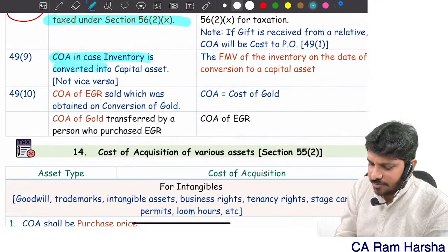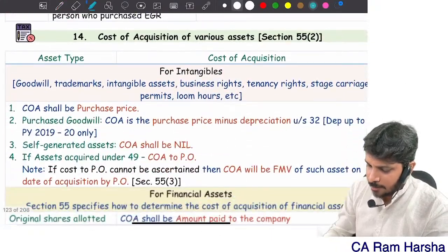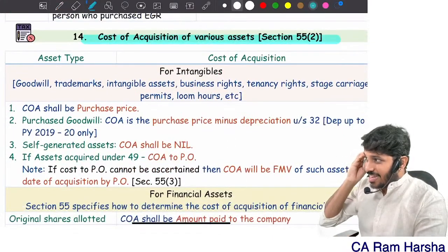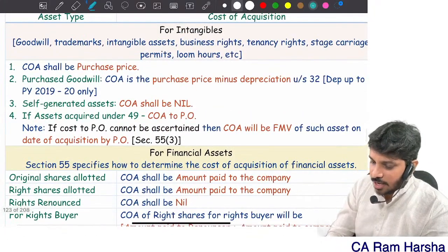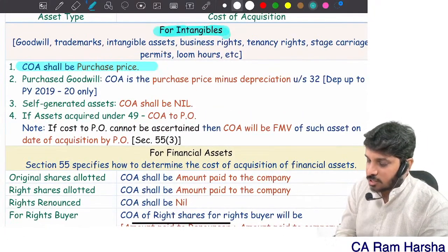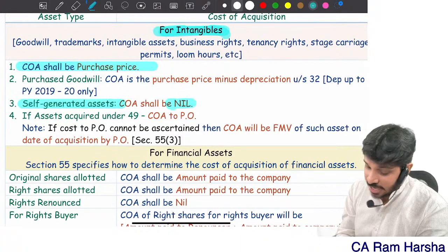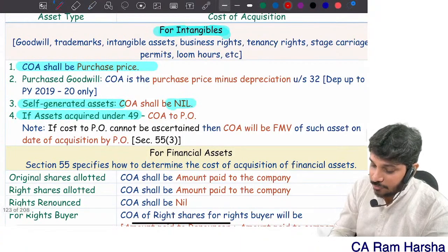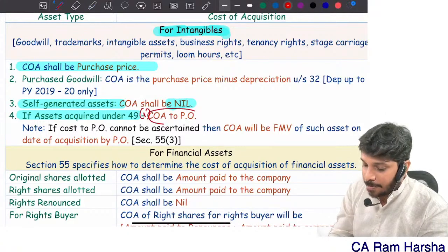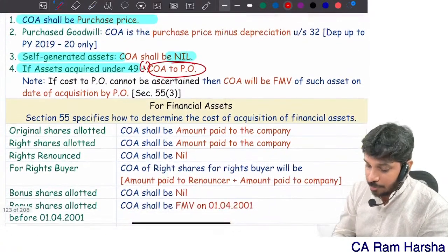Cost of acquisition of inventory, all this I will come back to. Then what is cost of acquisition of various assets under various circumstances? Intangibles, straight away cost of acquisition shall be purchase price. If it is self-generated, straight away nil. If I acquired the asset under 49 subsection 1, then cost of acquisition will be cost to previous owner.